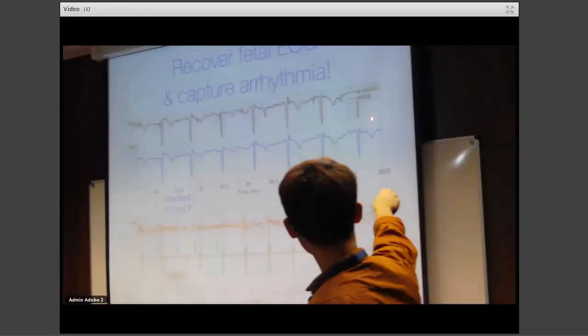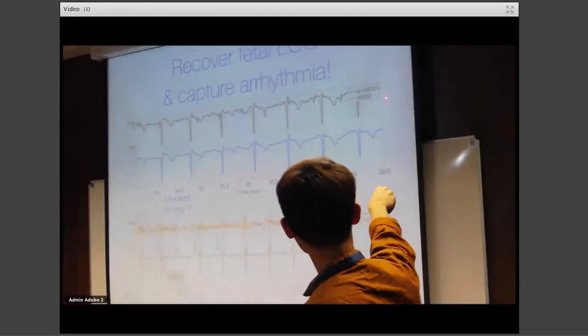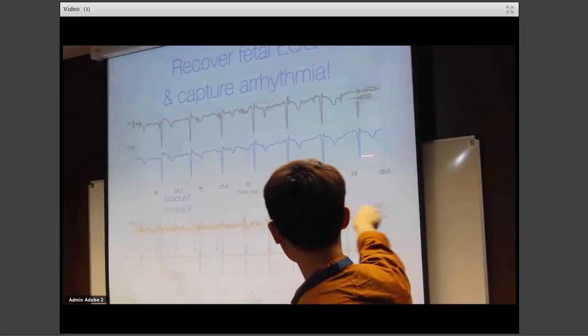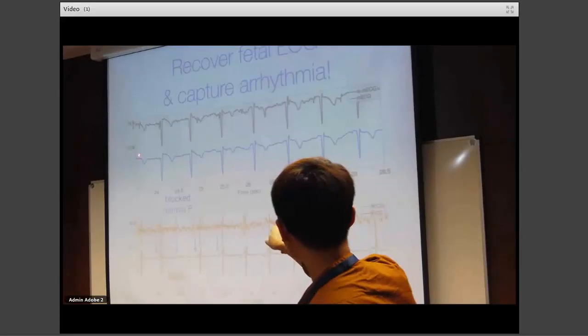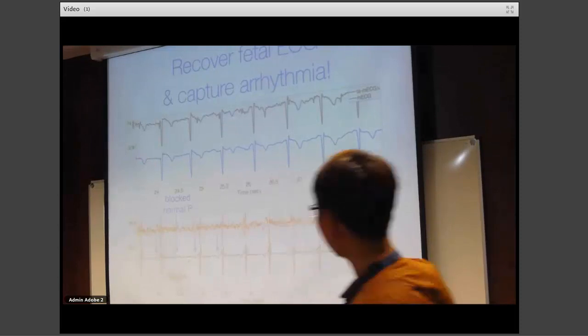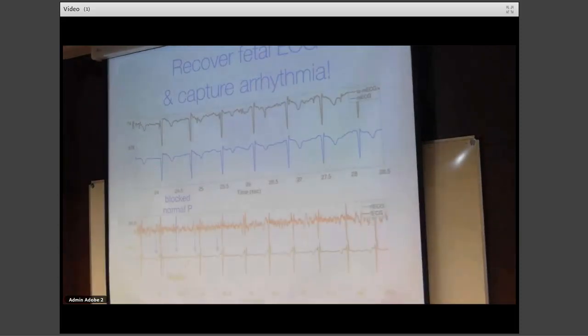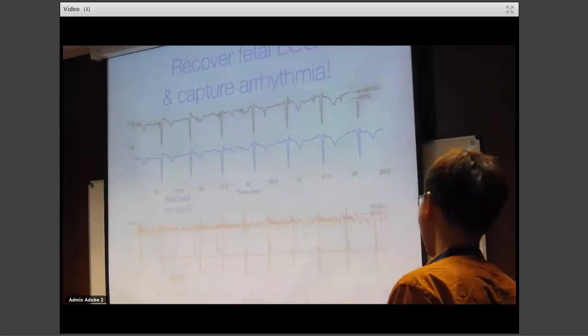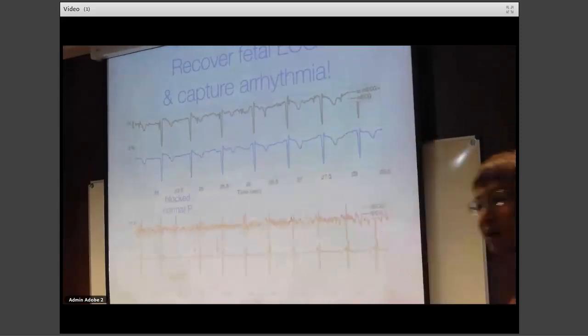So you see this is a transabdominal maternal ECG. You can already see there's some kind of missing bits here, but it's hard to say. And you run the algorithm. This is the recovered maternal ECG, and this is the recovered fetal ECG in the very end. So you can somehow recover the blocked, normal P wave and so on.